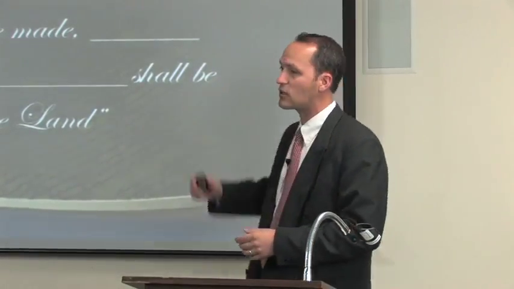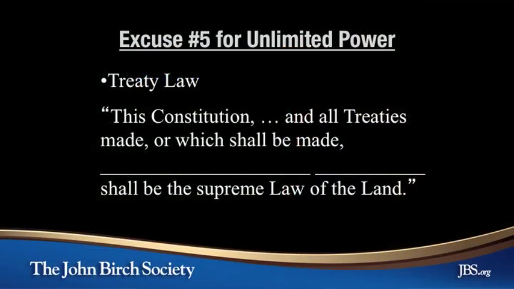Here's what the treaty clause says. This is actually part of the supremacy clause in Article 6, Clause 2. It says, this Constitution and all treaties made, or which shall be made. And then you want to skip over this part because if you read it, you might understand it. And then shall be the supreme law of the land. And that's what we're told the treaty law is about. Whatever is passed as a treaty is supreme, period. And you're probably coming to recognize my pattern here. The part that's left out is the part that helps you understand the true meaning.